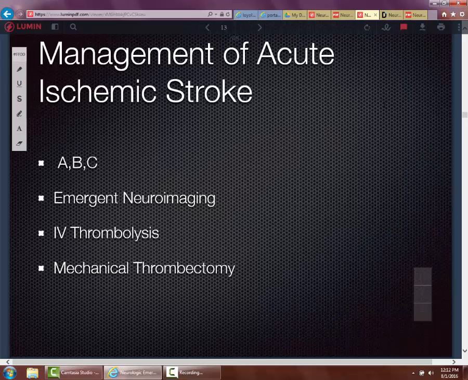So in regards to the management of acute ischemic stroke, there's 4 things you want to think of: ABCs, emergent neuroimaging, IV thrombolysis, and mechanical thrombectomy.